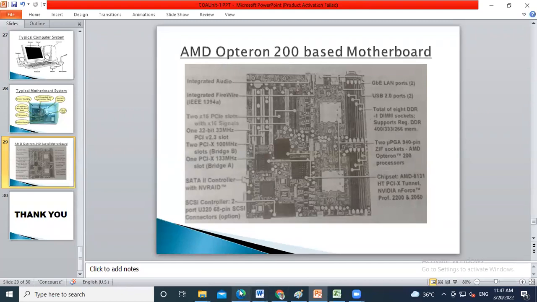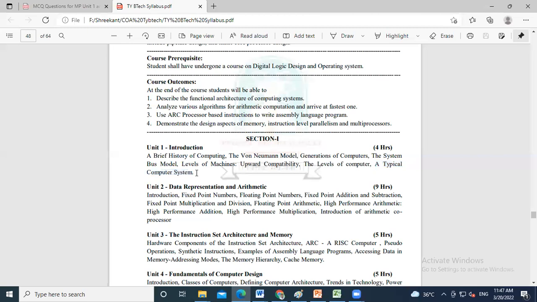So this is your typical computer system. Dear students, today the topics I covered are very small. I covered the system bus model, levels of machines, upward compatibility, the levels of computer, and a typical computer system. So this is all about your first unit of computer organization and architecture. It is a very small unit.